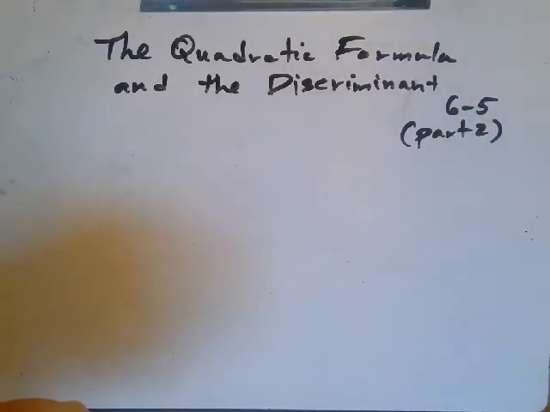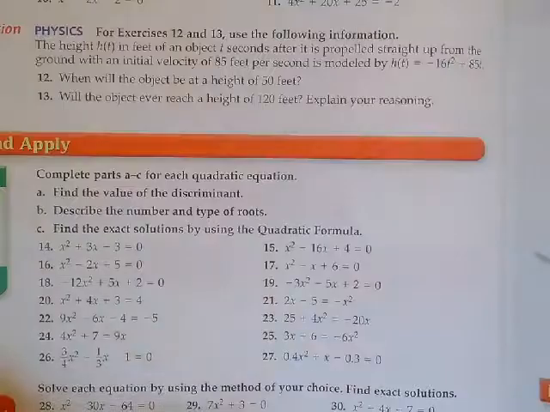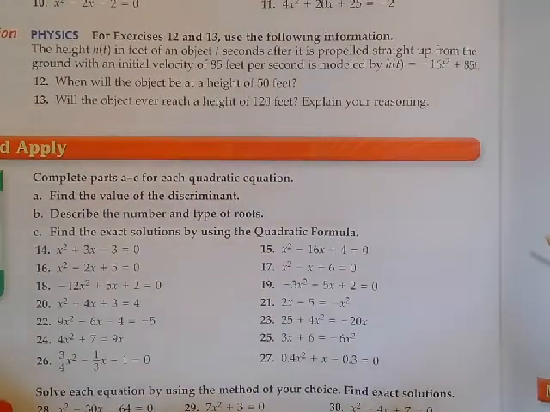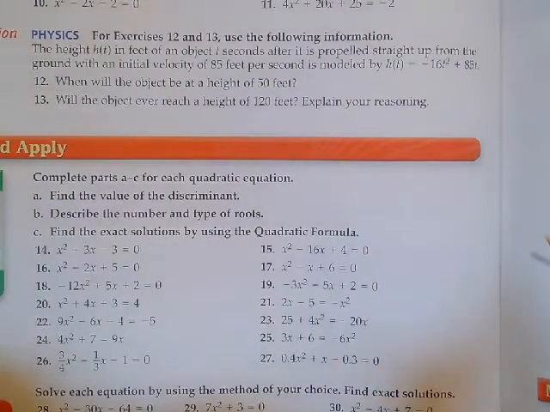Since we're using the quadratic formula, things can be a little bit messy in terms of the numbers. There could be a lot of decimals involved. So let's take a look at how we do this. Let's start with one of the word problems right out of the book. All right, we're on page 318, and this is problem number 12 and 13.